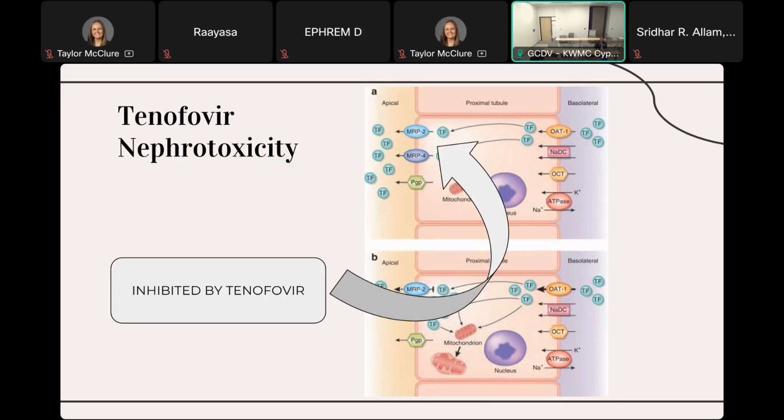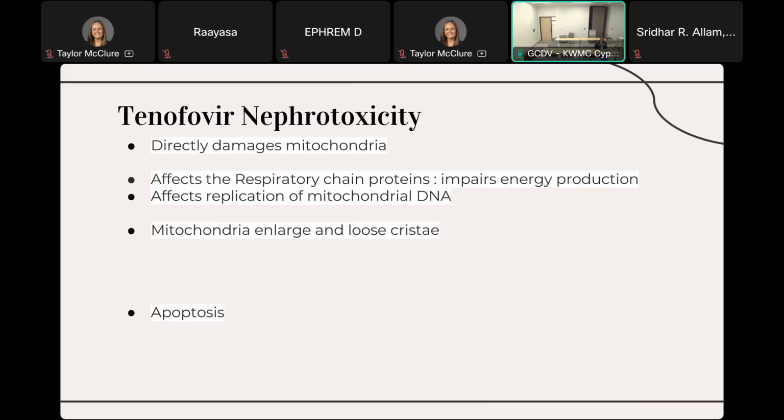Now, when the tenofovir molecules stay in the cytoplasm, they directly damage the mitochondria. They affect the respiratory transport chain and impair energy production, which causes more mitochondrial damage. And then it affects the replication of the mitochondrial DNA. You might remember we have DNA in the nucleus, but mitochondria have their own DNA, right? It affects the replication of the mitochondrial DNA, so new mitochondria cannot form. And that's how, over a period of time, the mitochondria lose their function, they become enlarged, and they lose their cristae. And eventually, the cell will be marked for apoptosis.